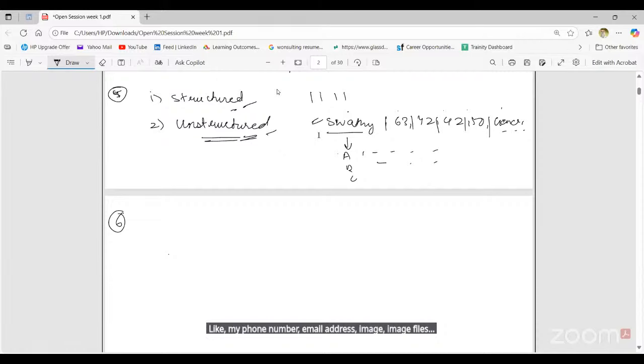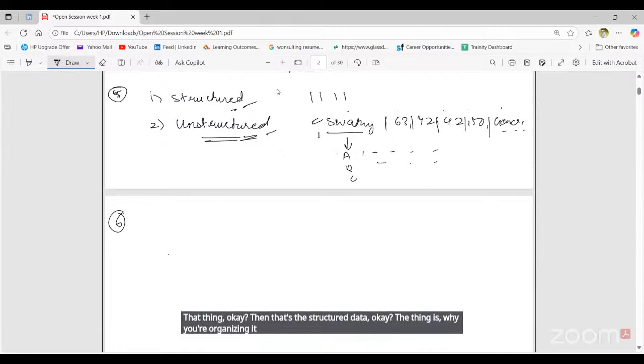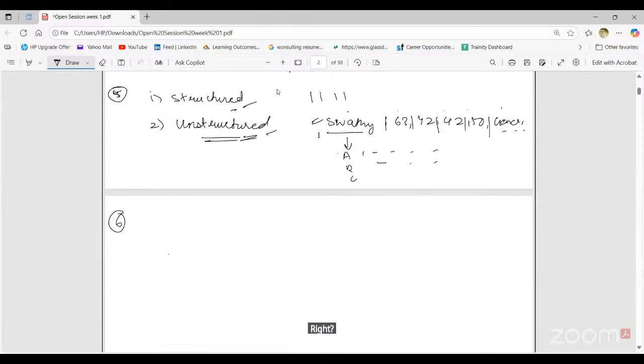See, if you can distinguish or organize that thing, then that's a structured data. The thing is, why you are organizing it so that you can do some mathematical operations or you can do something on that, right? So if you can do that thing, then that's a structured data. If you can't do anything on that, that's an unstructured data. Okay?